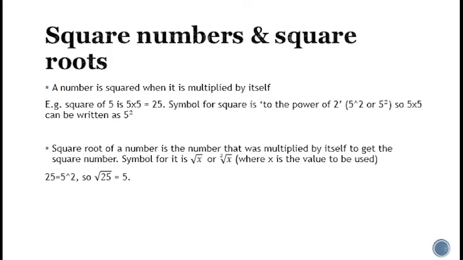Square root is like the reverse of squaring a number. So a square root of a number is the number that was multiplied by itself to get the square number. The symbol for it is square root of x. 25 equals 5 raised to 2, so square root of 25 is 5. Common application: finding the area of a square.